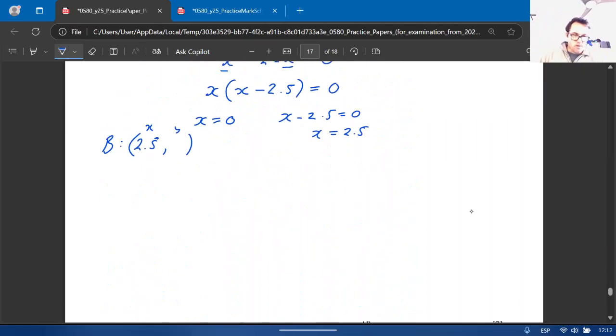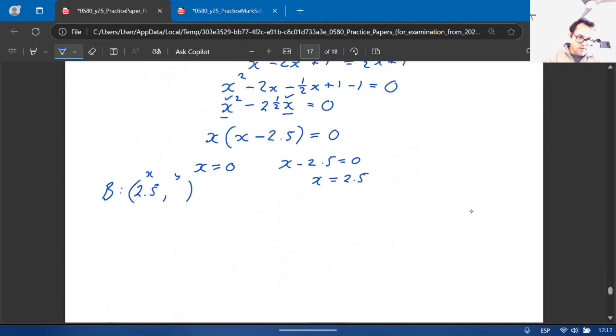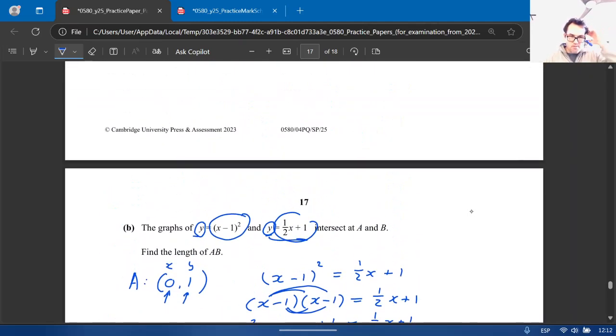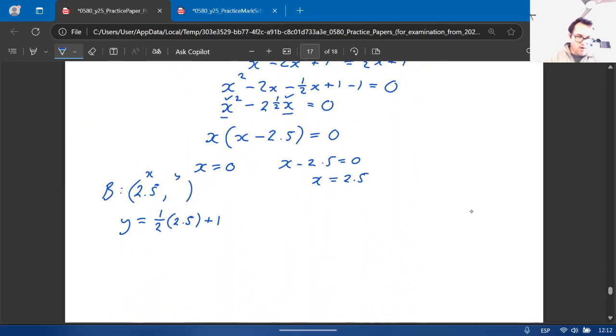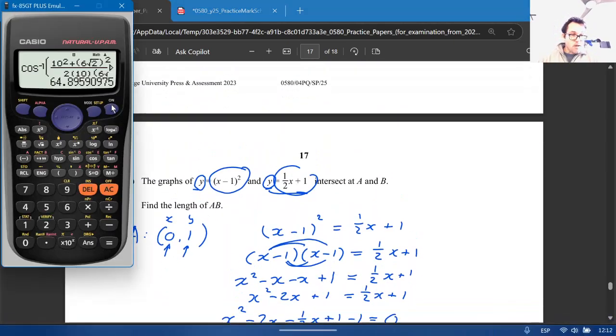Maybe that's easier. So, to find y, we're going to do a half times 2.5 plus 1, okay? Because I've used this equation now. So what's a half of 2.5? 1.25 plus 1 gives us 2.25. Okay, so 2.5 and 2.25. But ugly. By the way, we should get the same answer if we do it with this one.